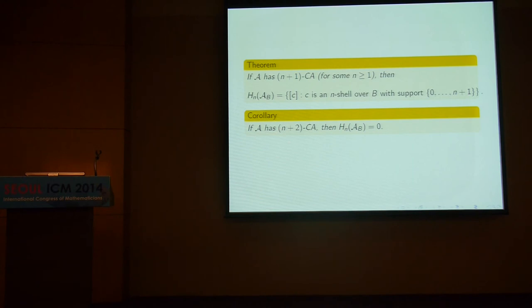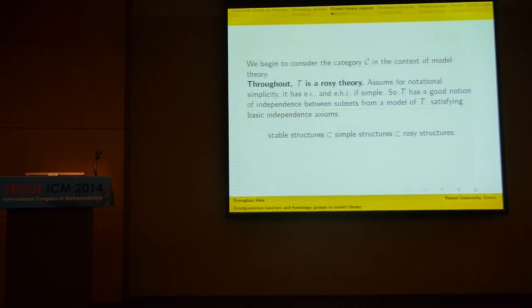Particularly, if it has N plus 2 amalgamation, then what does that mean? N plus 2 amalgamation says any N shell can be amalgamated to an N plus 1 simplex. That is, this shell is a boundary, which means this is trivial. So with N plus 2 amalgamation, that is trivial. Okay, so I introduced the homology group.